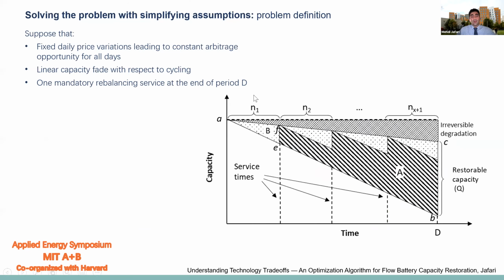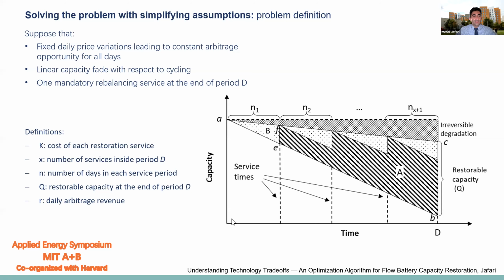So to solve this problem, we developed a simplified linear version of the problem. We have some assumptions such as fixed daily price variations, which means we have constant arbitrage opportunity in all days. We assume linear capacity fade with respect to cycling, and also one mandatory service at the end of period D. Also, we have some basic definitions. We define K as the cost of each restoration service. X is the number of services inside period D. N is the number of days in each service period. Q is the restorable capacity at the end of service period D. And finally, R is the daily arbitrage revenue.